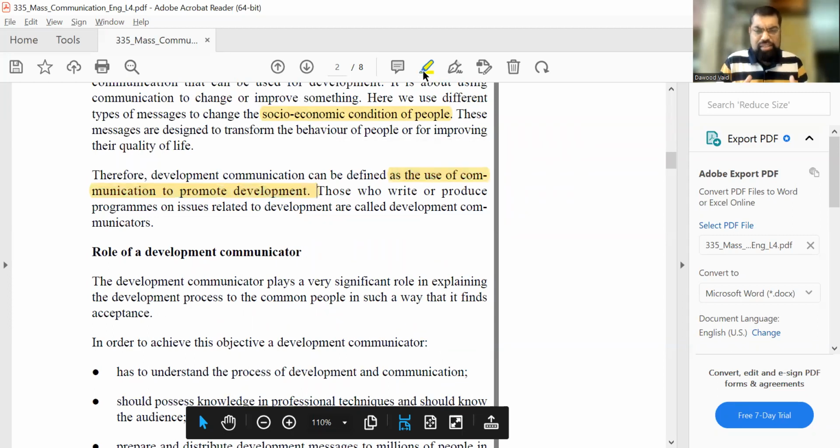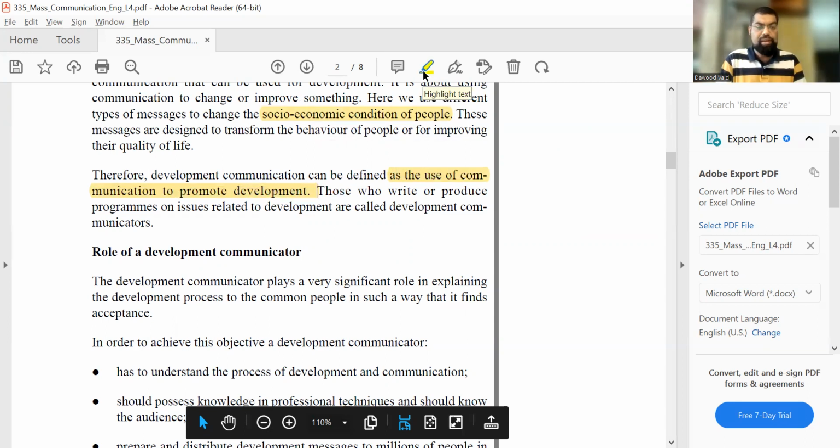Now, the best example of development communication that we can think of is a very common example, and you can write this example everywhere. It is the Pulse Polio campaign. Amitabh Bachchan comes and says, "Do boond zindagi ke," 2 drops of life. Exactly these are the words, and you can also write it. Another very good example of development communication is the Swachh Bharat Abhiyan, the cleanliness drive that has been very popular.